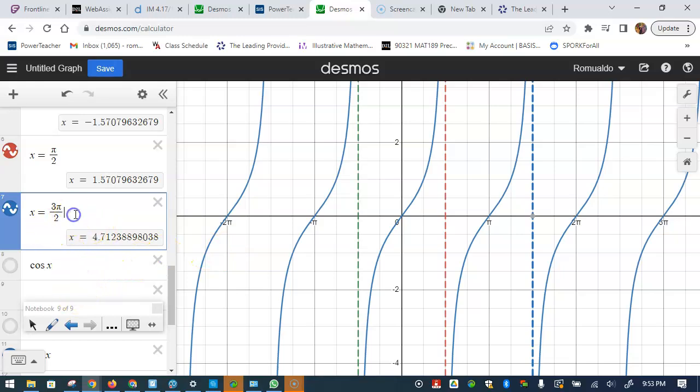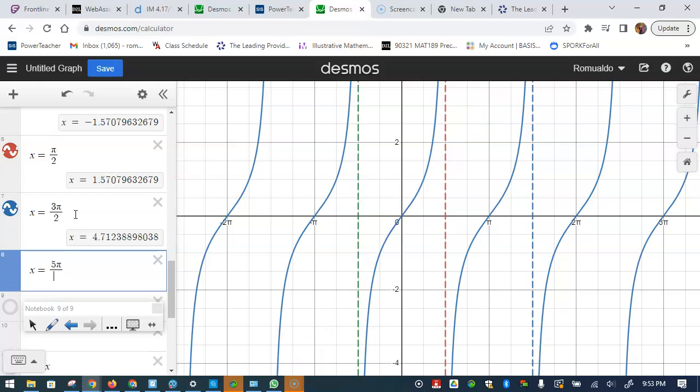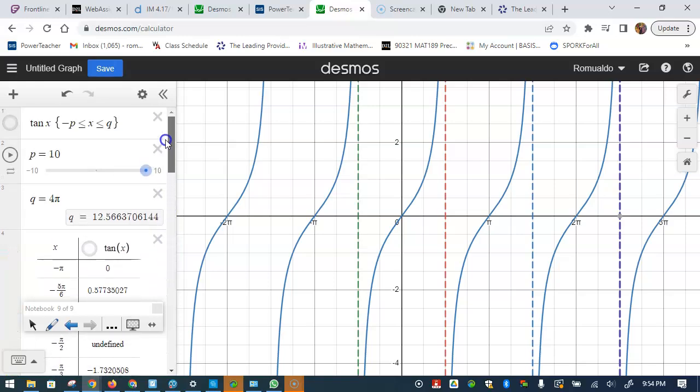Now I could have just entered another one and said x equals pi divided by 2. There you go, see, change the color. Okay, so the main thing here is the period of the tangent is pi because the graph repeats every pi, or the wavelength is pi. So hope this helps.